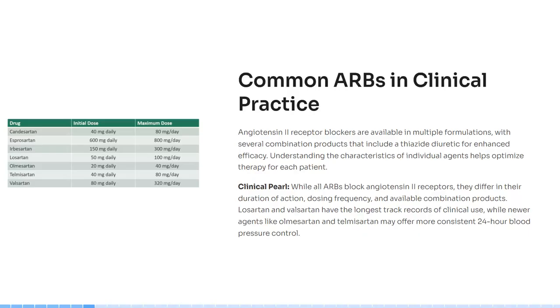So a clinical pearl to know is that while all ARBs block angiotensin II receptors, they differ in their duration of action, the dosing frequency, and the available combination products. Losartan and valsartan have the longest track records in clinical use. Some of the newer agents, like telmisartan, can offer a more consistent 24-hour blood pressure control. But again, those that are tried and true, we don't need to change them. We can use those. We know losartan and valsartan have a proven track record.